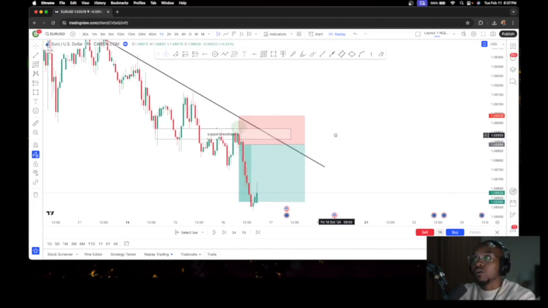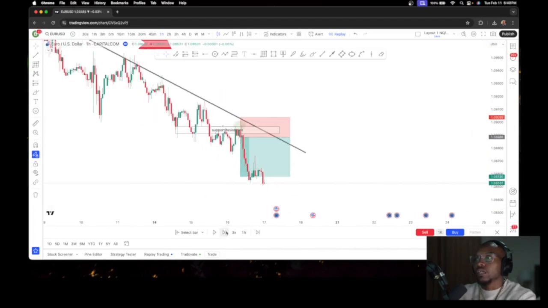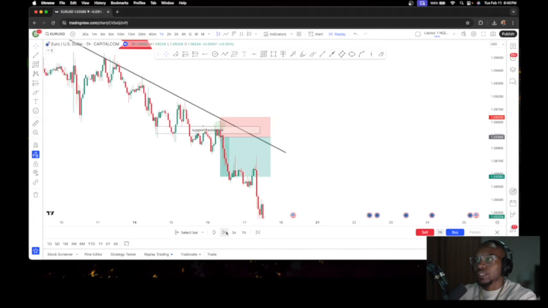So if we play this out one more time, we want to wait for price to get close to that trend line. And we want to see a tap of that trend line again.